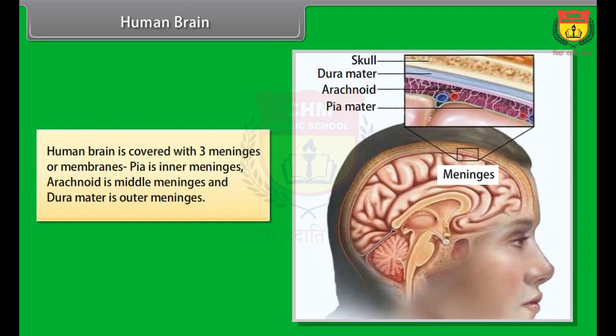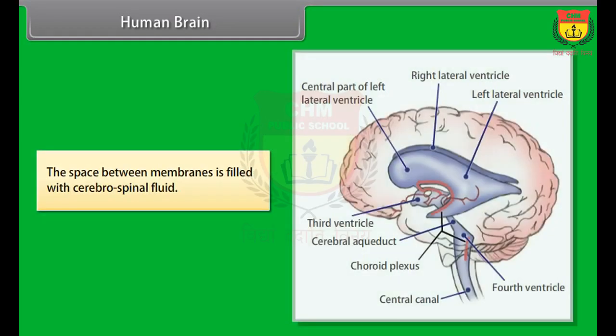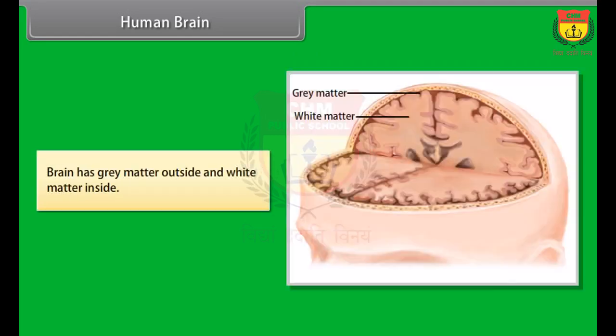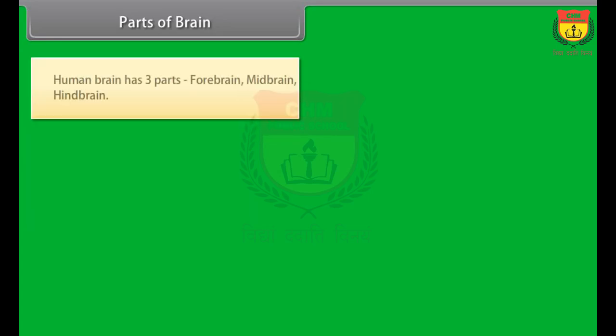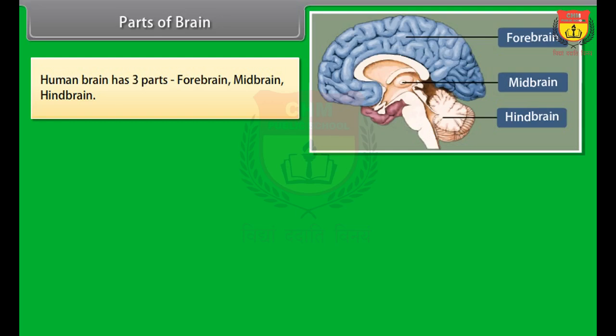Pia is the inner meninges, arachnoid is the middle meninges, and dura mater is the outer meninges. The space between the membranes is filled with cerebrospinal fluid. The brain has gray matter outside and white matter inside. Parts of the brain. The human brain has three parts: forebrain, midbrain, hindbrain.